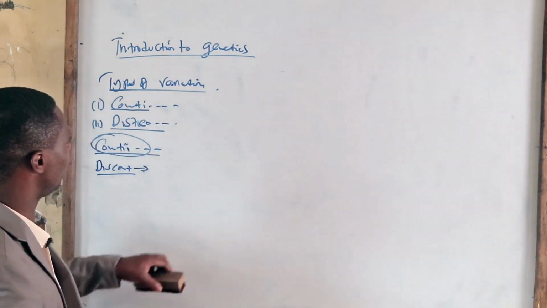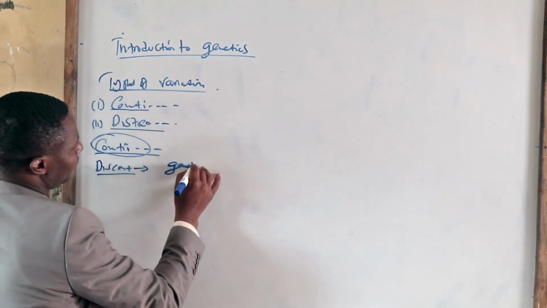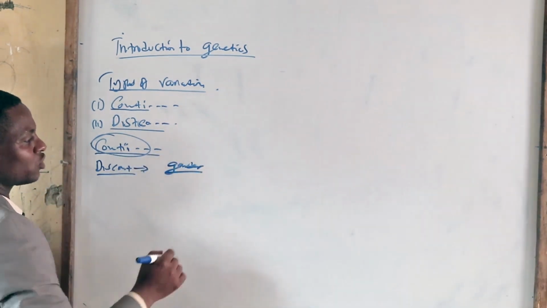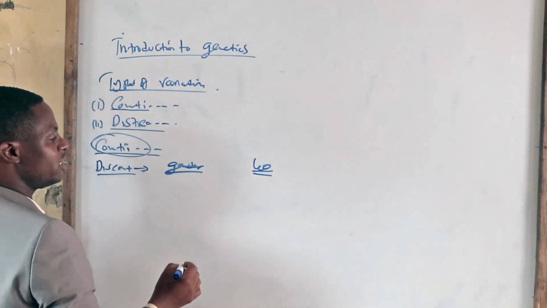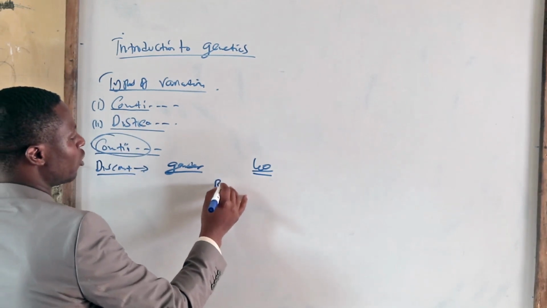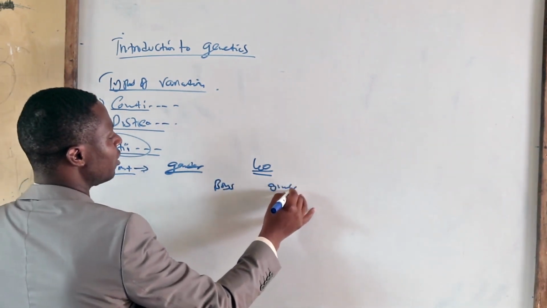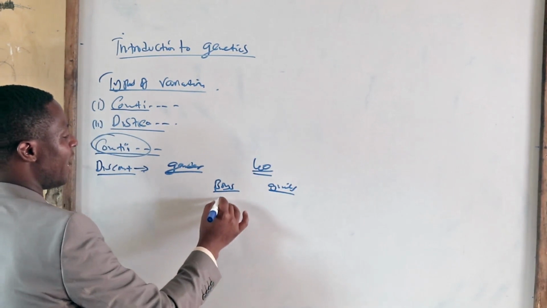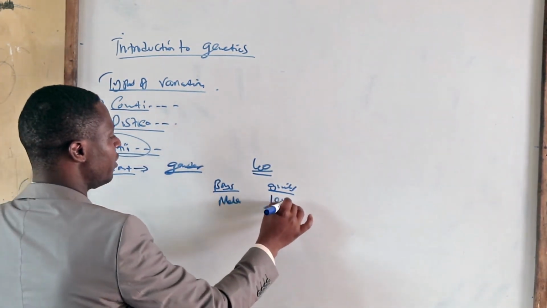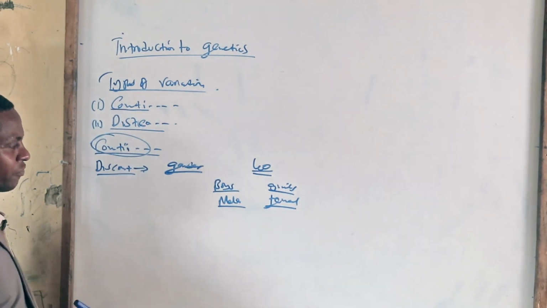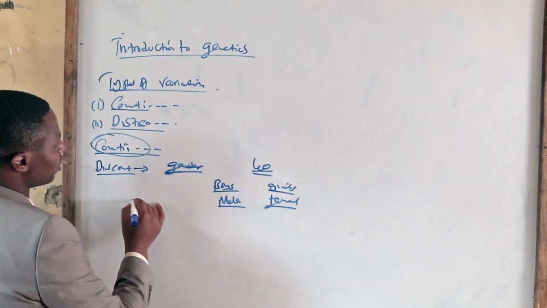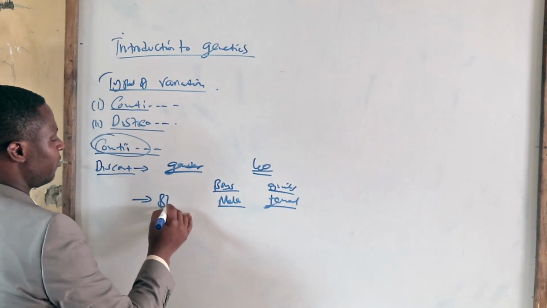For example, gender. In a class of 40 students, being a mixture of boys and girls, it is very easy to say, let the boys be on one side and the girls on the other side. You are either male or female. Again, you can also talk about another example, that is blood group.